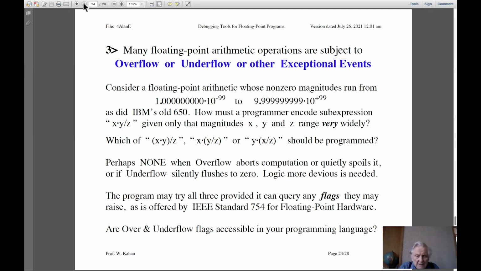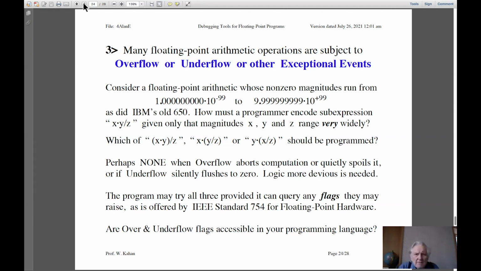That's what used to happen. Overflow would just stop the machine. So instead, we now have flags. And if you can test the flags, then you can tolerate the occasional overflow. It'll just simply be an excuse to do the computation in a different way.